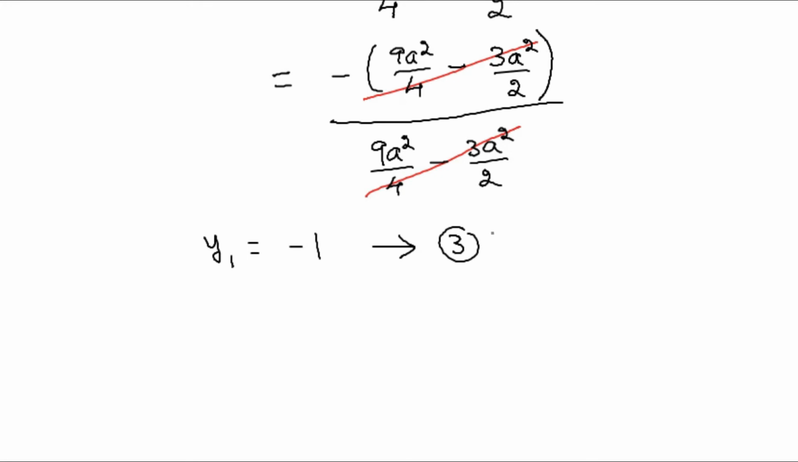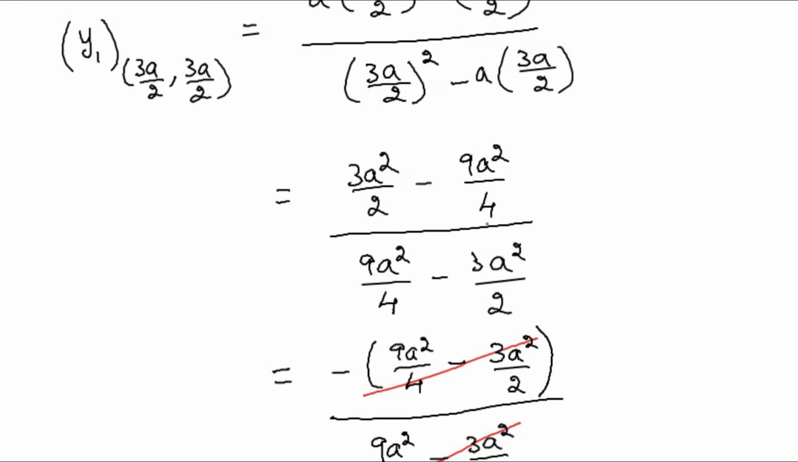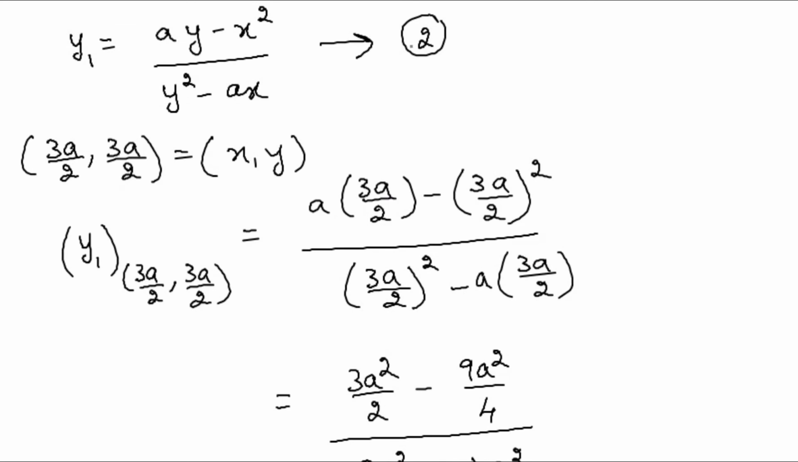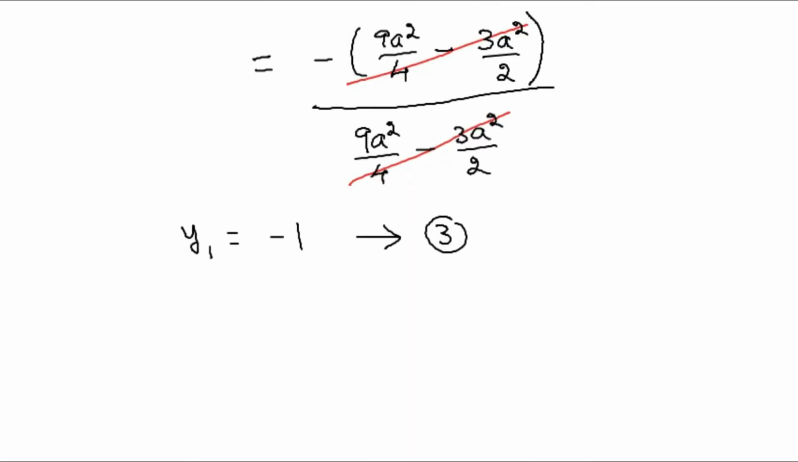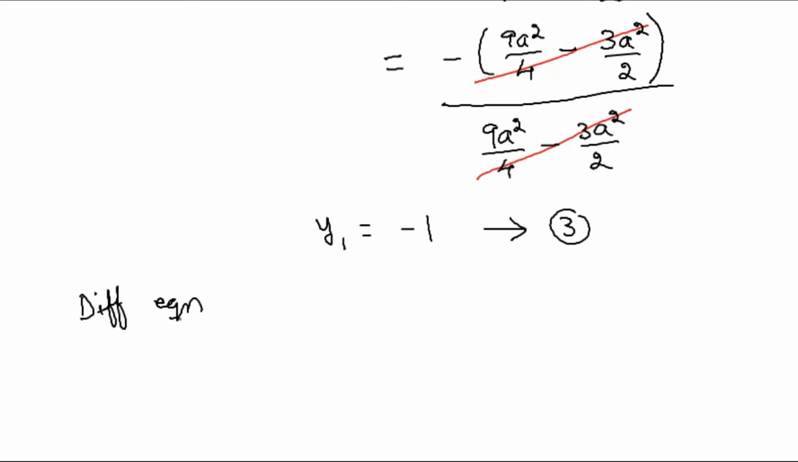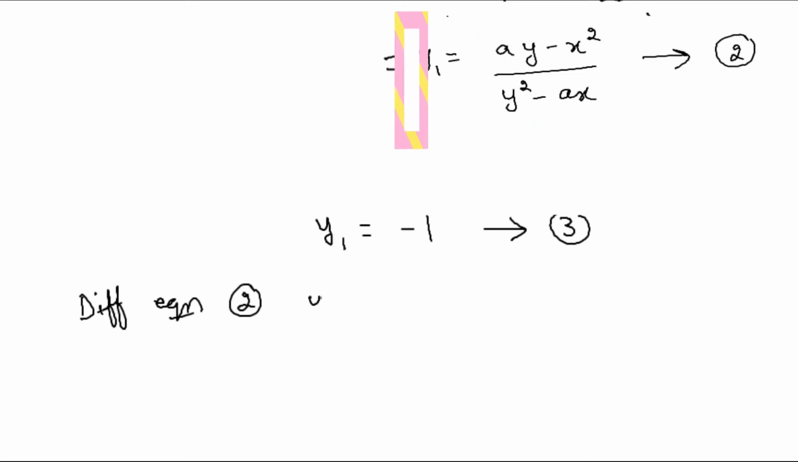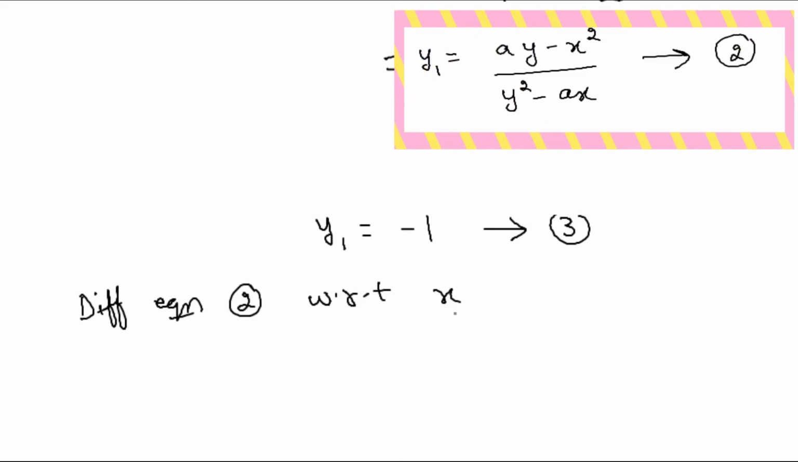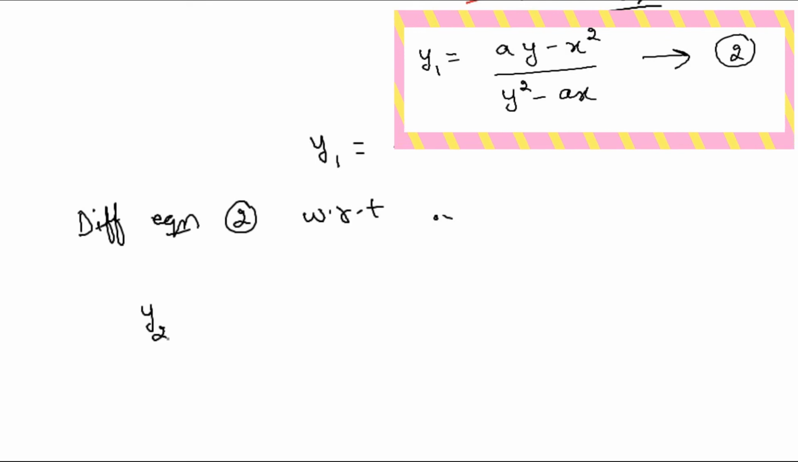Now I need to find out the value of y2. So the value of y1 in terms of x and y is this equation number 2. So I have to differentiate this equation 2 to obtain the value of y2. So let's try to differentiate equation number 2 with respect to x. So we'll be getting y2 to be equal to.